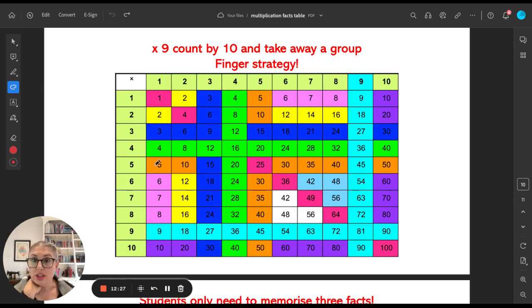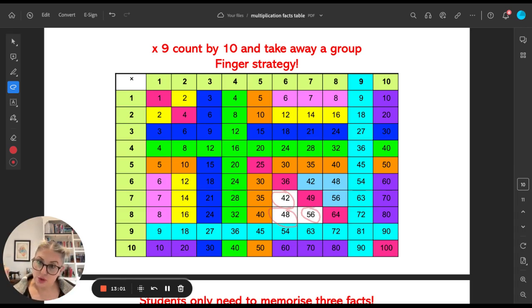Now, let's take a look. We are down to 42, 48, and 56. So these are the ones that they may have to commit to memory. Personally, 56 is the hardest for me because 42 and 48 just seem to have a little bit more of a musical ring to them, like 6 7s are 42, 6 8s are 48. But 56 is the tricky one. So 7 8s are 56. And there you have it.